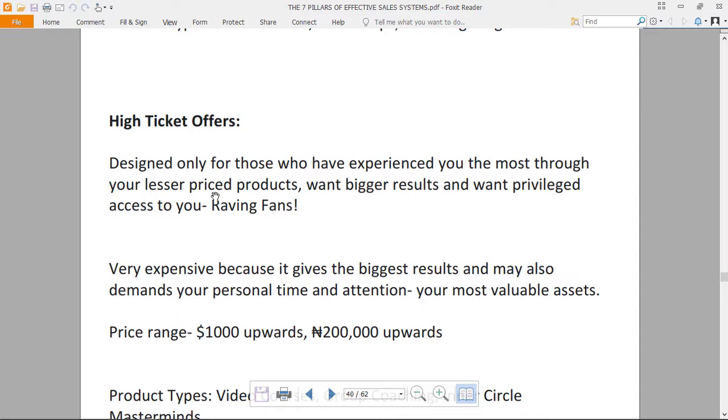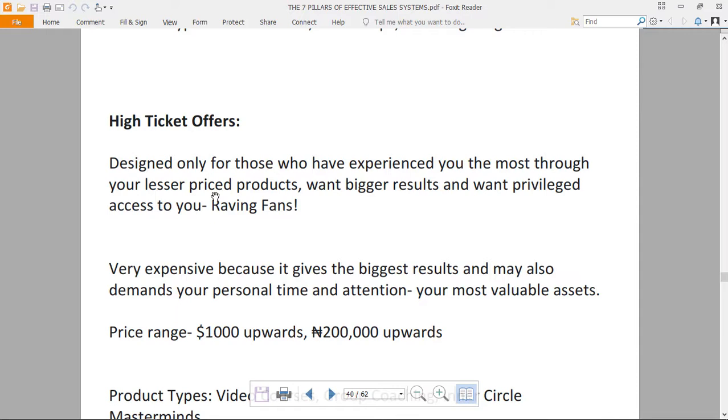These are clients who maybe want to start doing $500,000 revenue, maybe $100,000 revenue, $50,000 revenue. These people want bigger results and they are willing to pay for it.